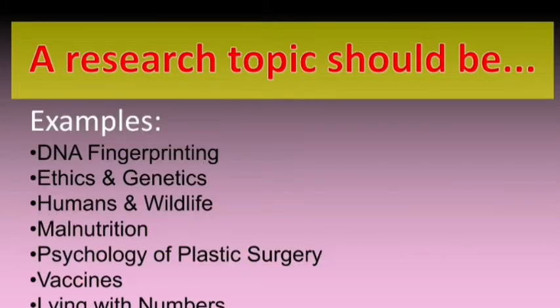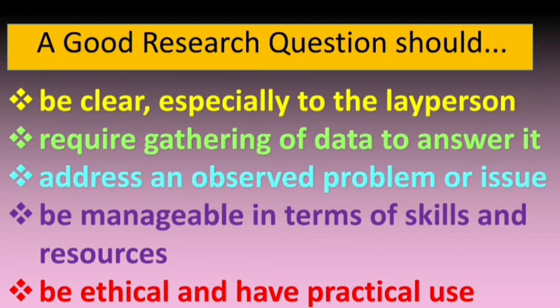So here are some research topics that you could use as STEM students. Examples: DNA fingerprinting, ethics and genetics, humans and wildlife, malnutrition, psychology of plastic surgery, vaccines, lying with numbers. There are a lot of research topics that you could have in mind. All you need to do is to find them and think of them. So after finalizing your research topic, it's time for you to have good research questions. These questions must be answered in your research.